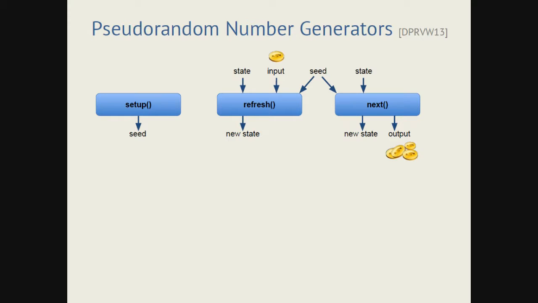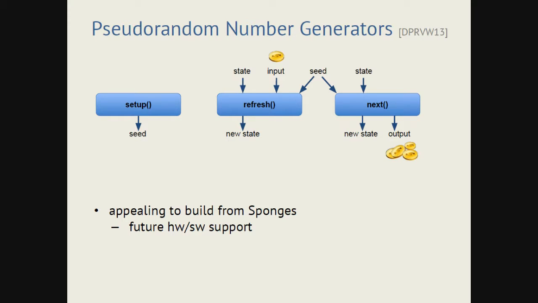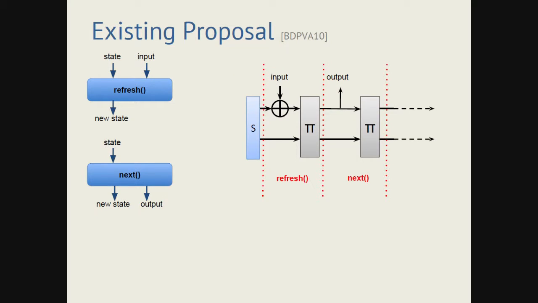And of course, it is very appealing to try to build pseudorandom number generators from sponges due to the anticipated support that we expect for KECCAK to appear, both software and hardware support in the future. And indeed, there have been proposals of how to build PRNGs from sponges. Namely, the same set of authors that proposed the sponge paradigm also proposed how to use it for building a PRNG. And you can see the construction here where basically, the refresh procedure consists of absorbing the weakly random input into the state of the sponge, and the next procedure consists of simply squeezing the sponge.